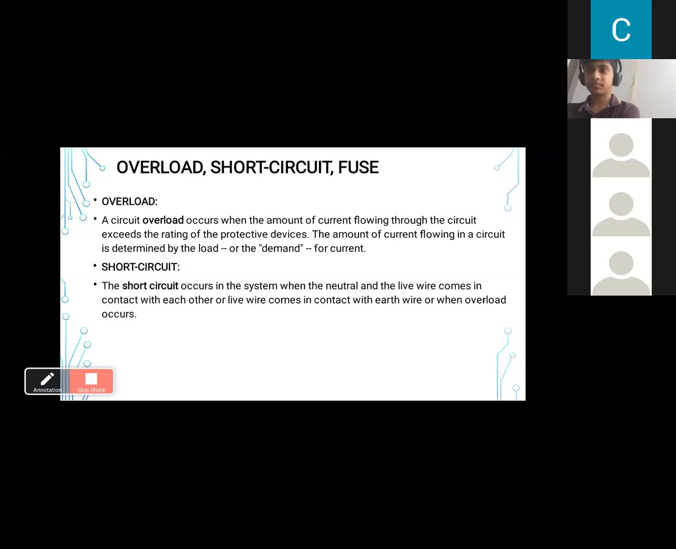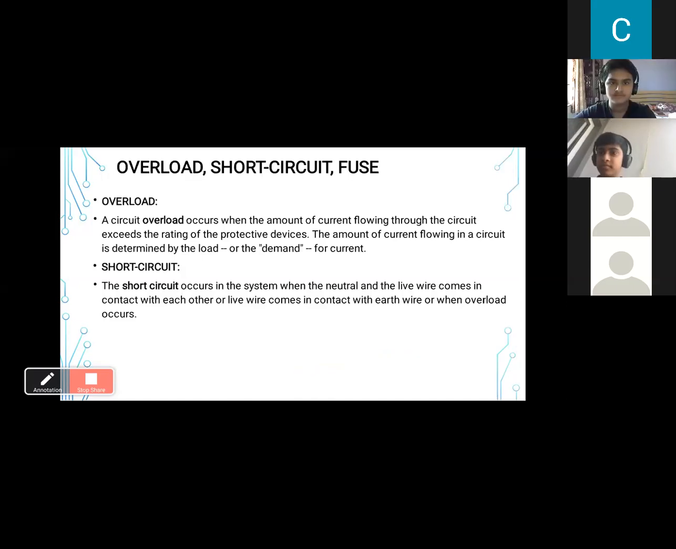So sometimes what happens? The fuse breaks or the MCB trips. Maybe this has happened in many houses. So this is overload only. Overload can result in short circuit. What are the effects of overload? The effect of overload is short circuit.